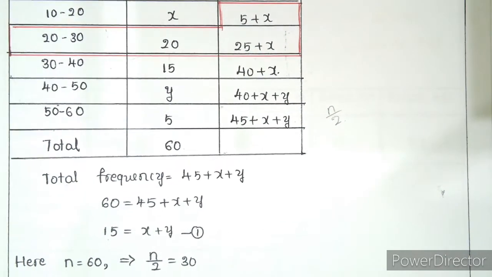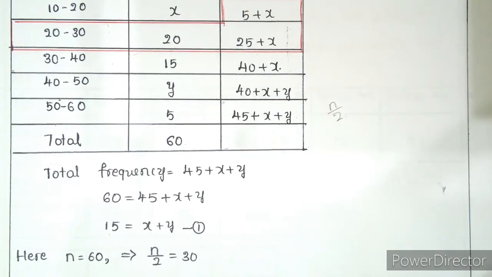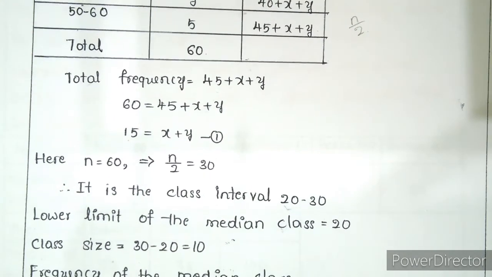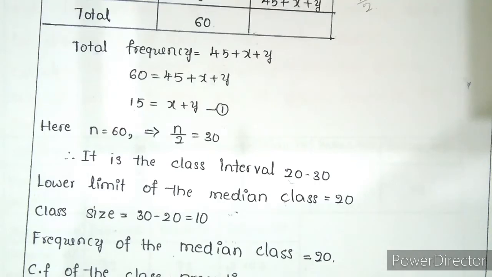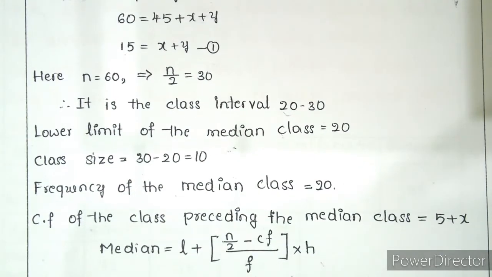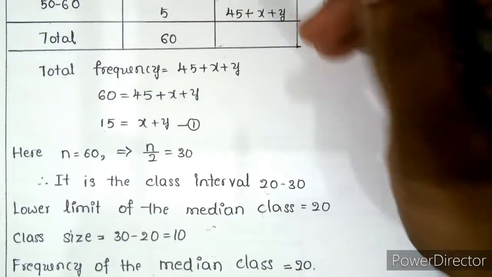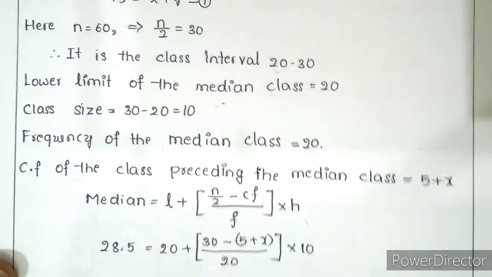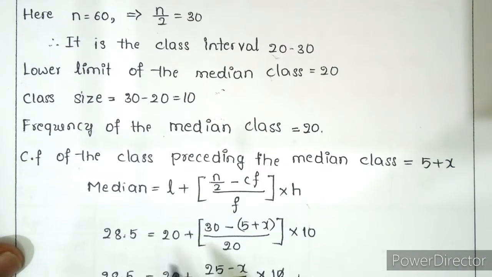Here n is equal to 60. Then n by 2 you have 30. So it is in the class interval 20 to 30. Lower limit of the median class is 20. Class size is 30 minus 20, you get 10. And the frequency of the median class is 20. So the cumulative frequency of the class preceding the median class, this is the preceding class, so 5 plus x you have as cumulative frequency. So substitute.